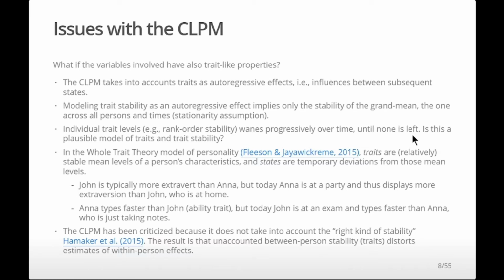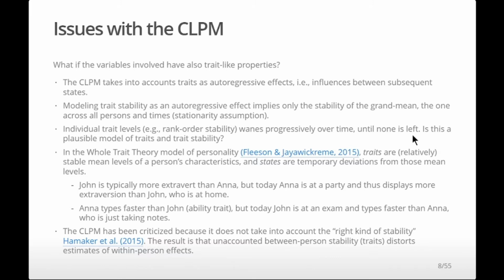I think a model that doesn't consider rank order stability at all is not convincing. And also, how does current reasoning in personality psychology see stability in traits? One would say, okay, you consider personality states, for example, anxiety, okay, it's an emotion, but it's also a stable component. How is that conceived? And the idea is that we have a stable mean of anxiety around which we have states.